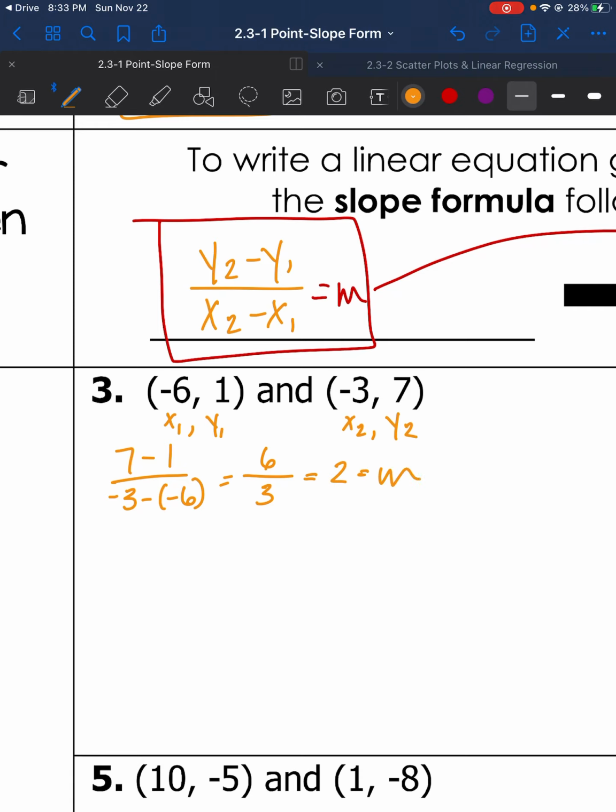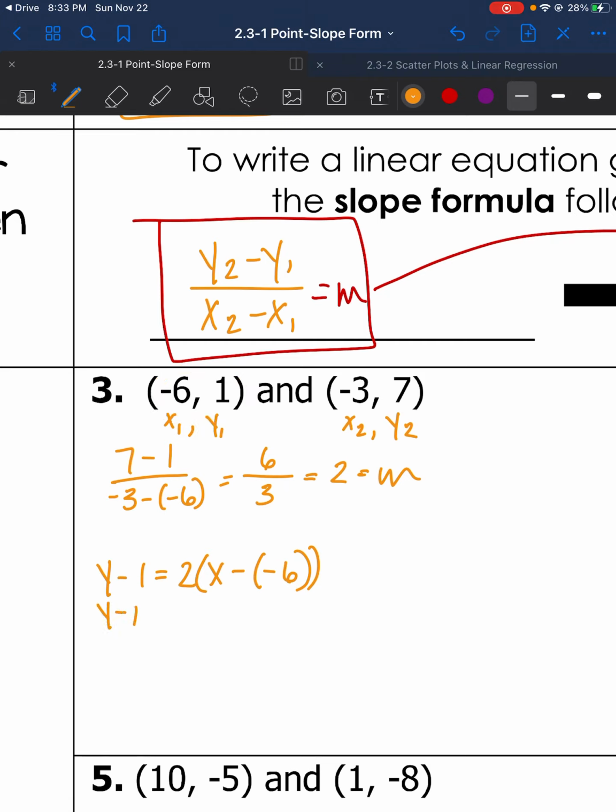So this is your m. And then we can pick whatever point we want to put into point slope form. I'm just going to choose this first one here because it really doesn't matter as long as I use the x and y that are paired with each other. So we have y minus y1, which is 1, is equal to m, which is 2, times x minus x1, which is negative 6. All that matters is that I paired 1 with negative 6, just like it's up there.